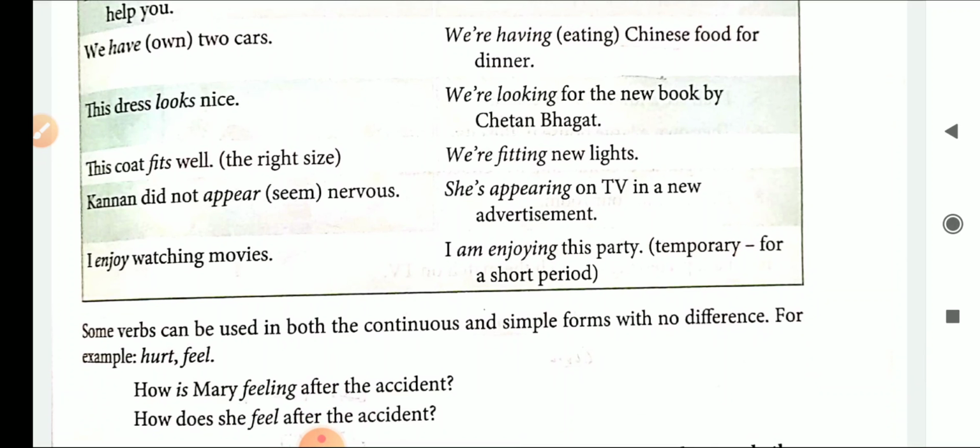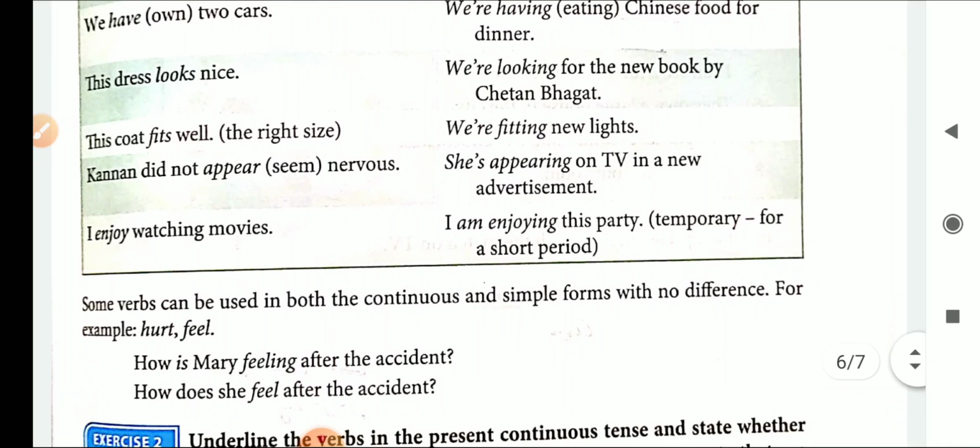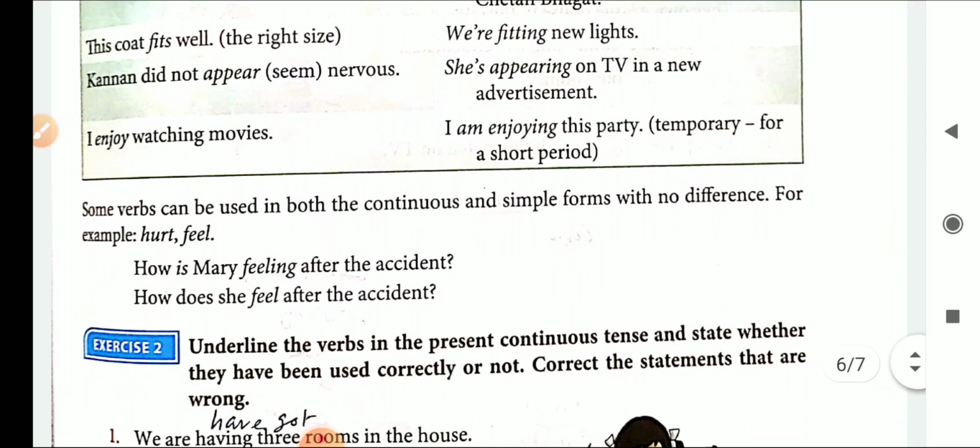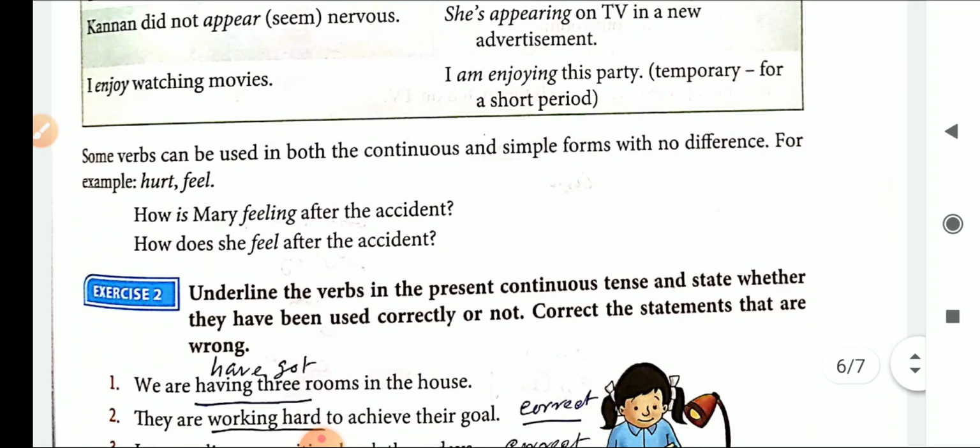This coat fits well. Here it is about the size. We are fitting new lights. Kannan did not appear nervous, meaning seem. She is appearing on TV in a news advertisement. I enjoy watching movies. I am enjoying this party, temporary, for a short period.